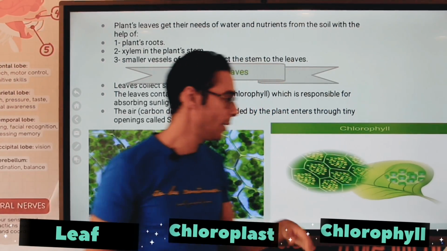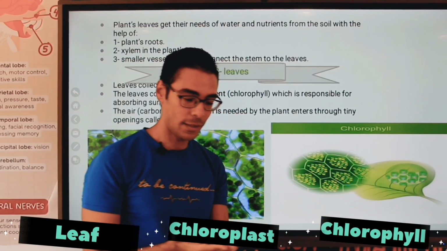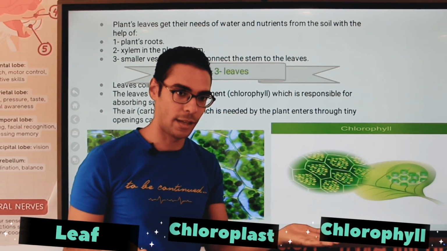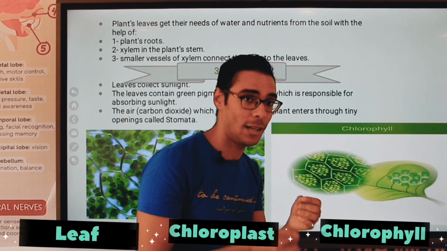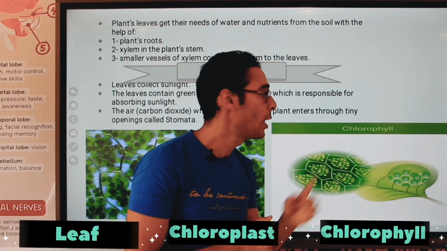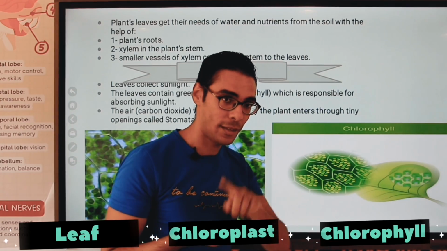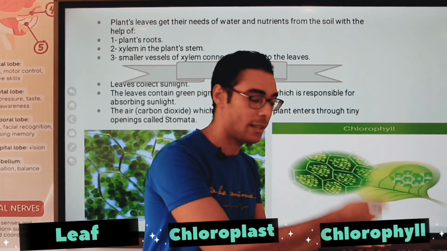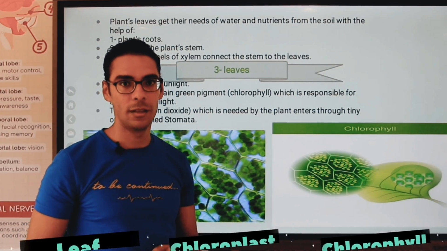So one more time, which is bigger here? The leaf. The leaf is the biggest thing. So we have the leaf, and inside the leaf we have green discs. What's the name of these green discs? Chloroplasts. Amazing. So the leaf carries chloroplasts, and the chloroplasts are carrying the green pigment, which is the chlorophyll.